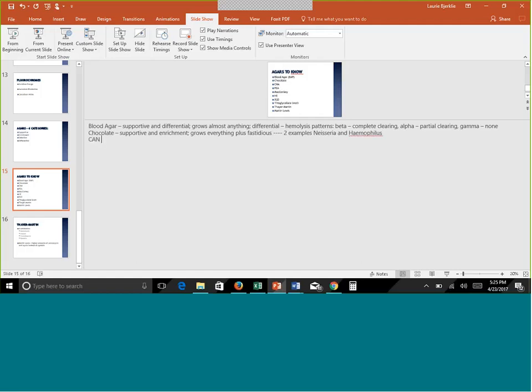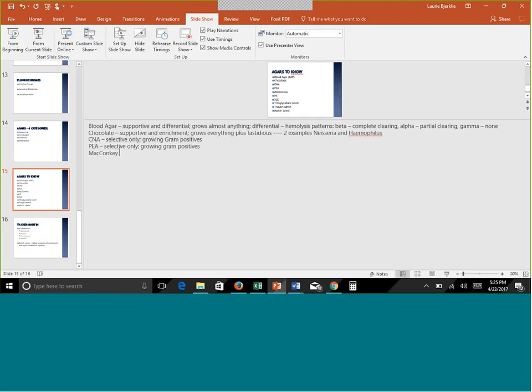All right, the next one was CNA. CNA is selective only. This is growing just gram-positive. So it has an antibiotic in it called colistin that will help inhibit gram-negative. So it only is going to grow the gram-positive, so selective only. PEA, same thing, selective only, growing gram-positives.